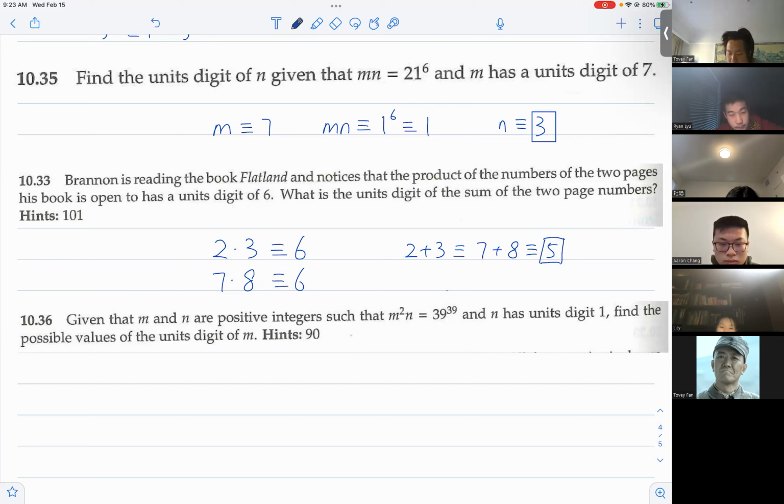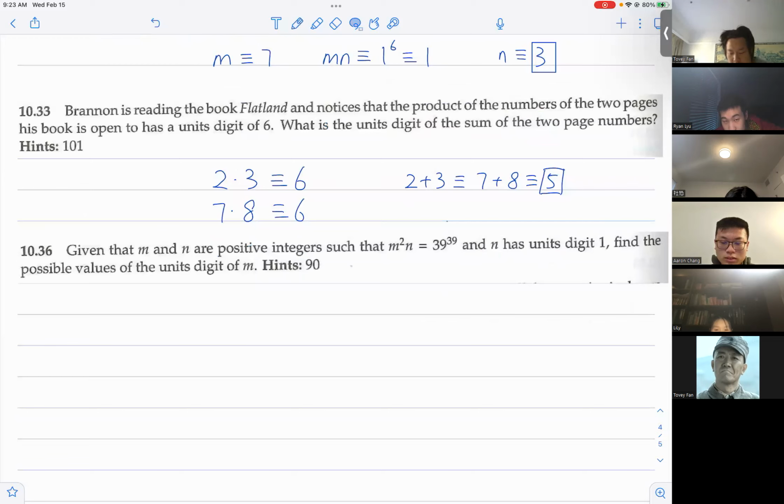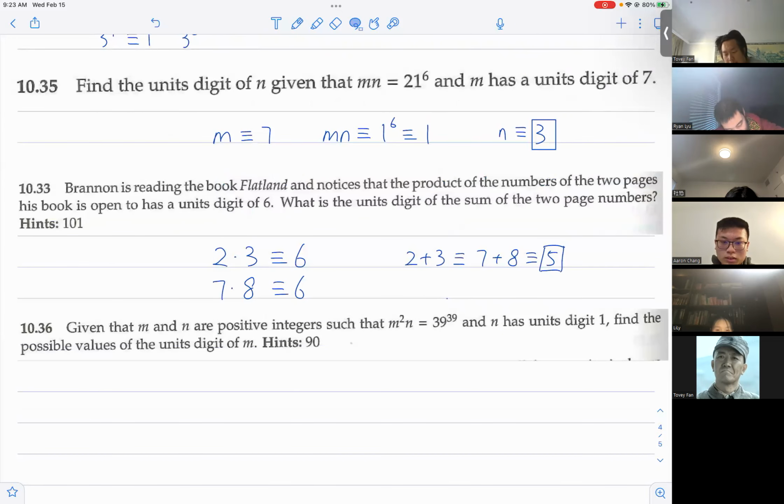Any idea what to do about the 39? So we are interested in the units digit, right? If we look at 10.35, we're just going to find out the units digit of, for example, in this case, 21 to the power of 6, which is pretty easy. Here we have to find out the units digit of 39 to the power of 39, right?